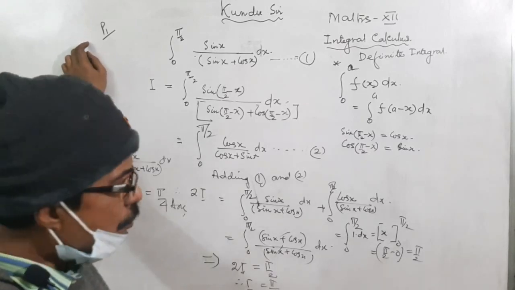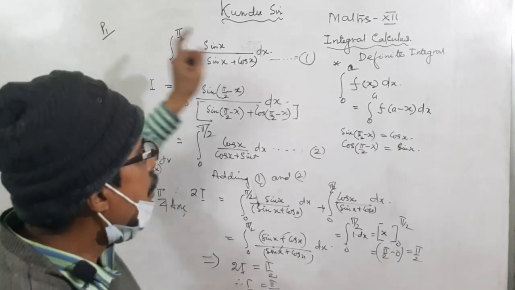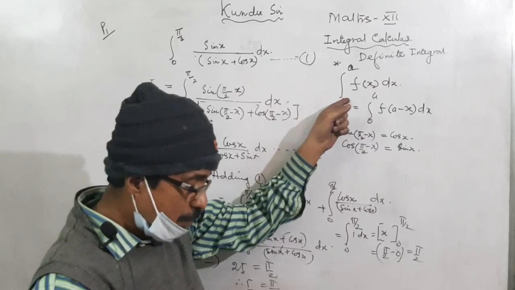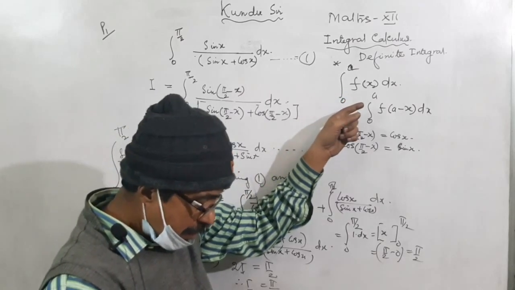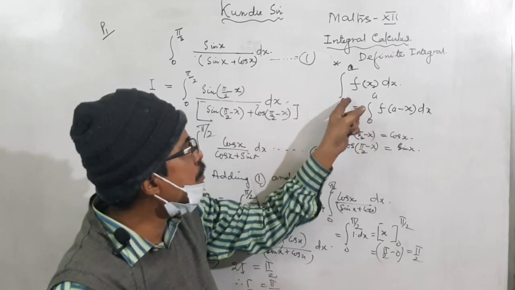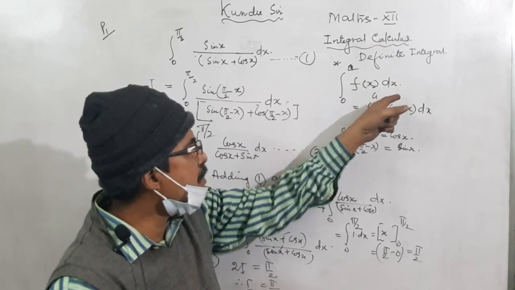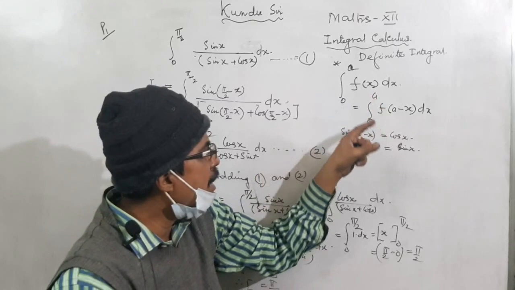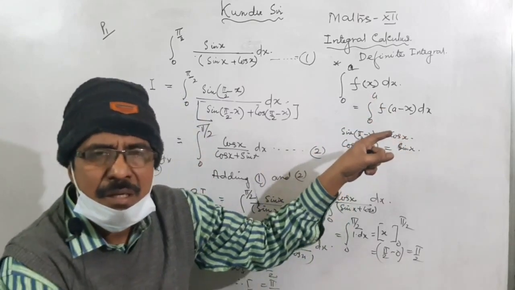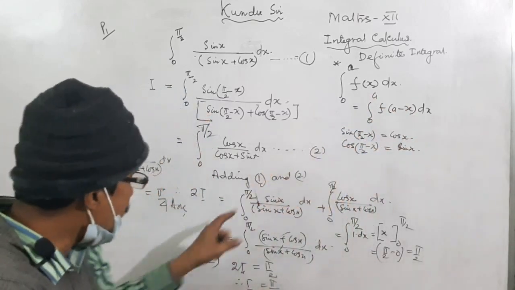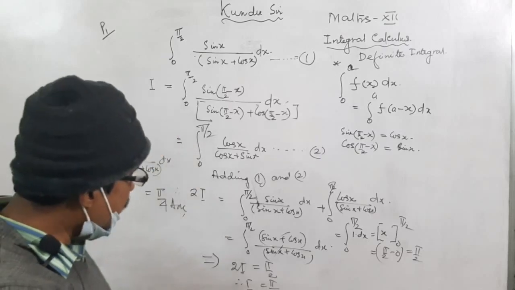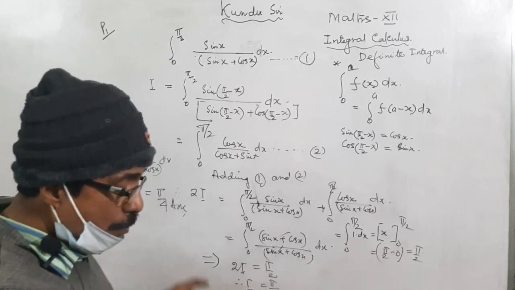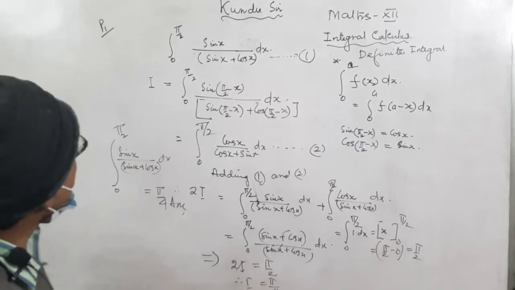It is the most important problem, and we are taking the help of this result: the integral from 0 to a of f(x) dx can be written as the integral from 0 to a of f(a minus x) dx. So the result of this definite integral equals pi by 4.